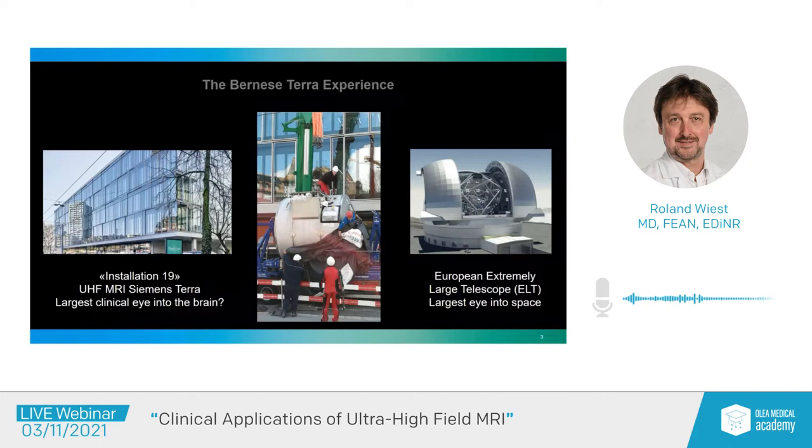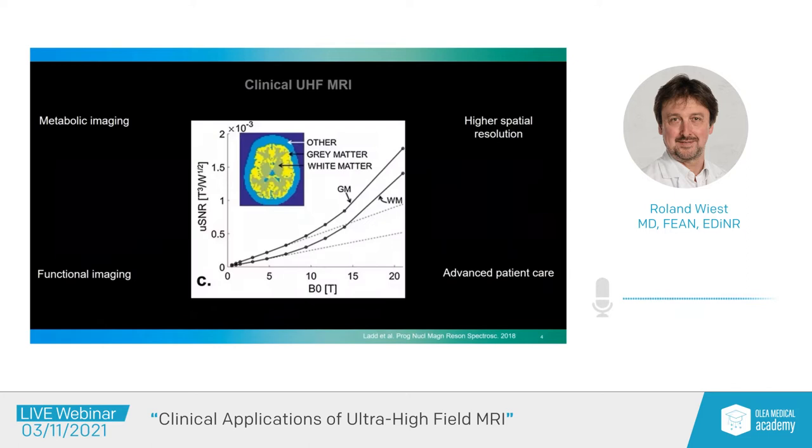It will be about clinical questions and how ultra high field may help to improve the workup of patients, especially neurological patients, by providing better imaging. So I think the four key pillars, the four key advantages of clinical ultra high field MR, is the advantage of having better metabolic imaging. So there are options for different technologies dedicated to functional imaging. Of course, there's the option of higher spatial resolution, and all of that should translate into better and advanced patient care. And this all comes along with the advantage of an almost linear increase in the signal to noise ratio when applying ultra high field imaging.